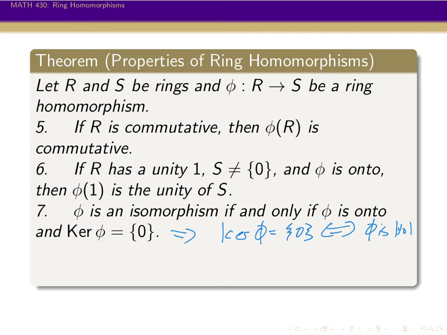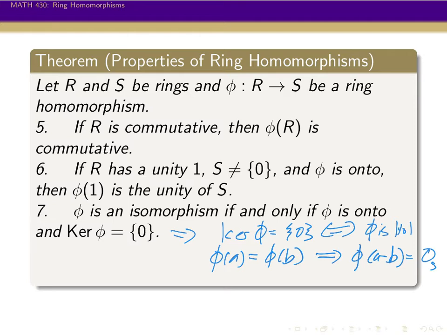This is real easy to see, especially going in the forward direction. If the kernel of phi is only 0, and you have phi of A equals phi of B, well then this means that phi of A minus B is equal to 0 in S. So let's put an S there, because one of the properties of being a homomorphism is that 0 has to be mapped to 0.